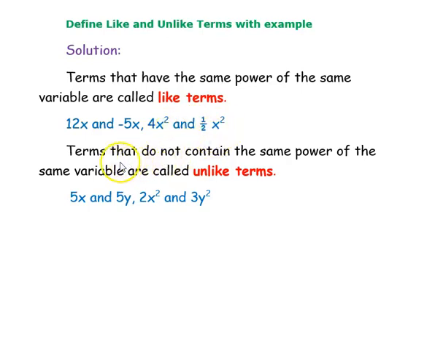Okay, now we will see unlike term. Terms that do not contain the same power of the same variables are called unlike terms. So now let's see an example. See here 5x and 5y. See here 5 is the same, but the variable is x and y. So they are different variables, so they are called unlike terms. Here 2x square and 3y square. In this case, the power is the same, but the variable is different. So even though the power is the same, the variables are different, which means we will call them unlike terms.